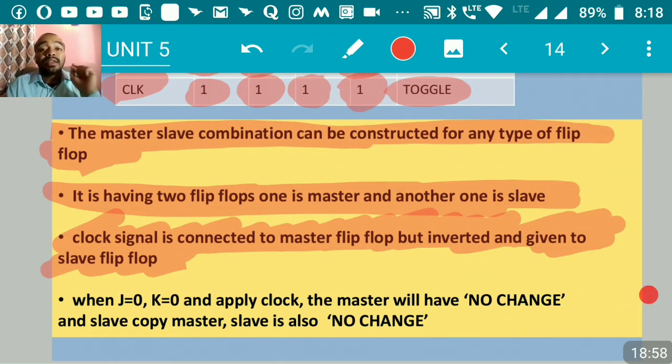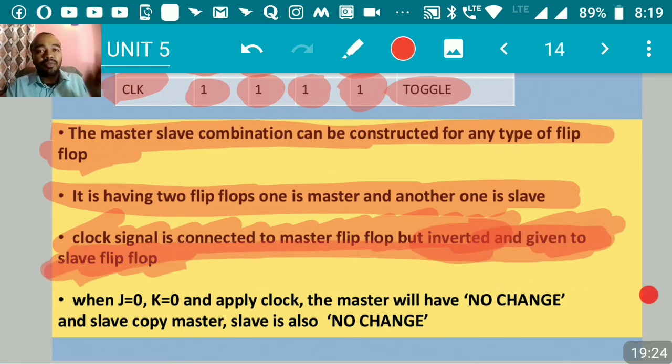That's it. So the clock signal is connected to the master flip-flop but inverted. Why do we say this word, inverted? In between the clock pulse that is connected to the master and the slave, we have used a NOT gate. Check the diagram, you will get a NOT gate. That is why here he uses the word inverted. The inverted output is given to the slave flip-flop as a clock pulse.